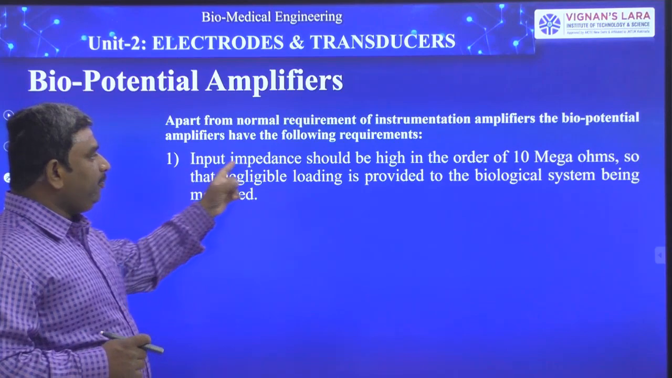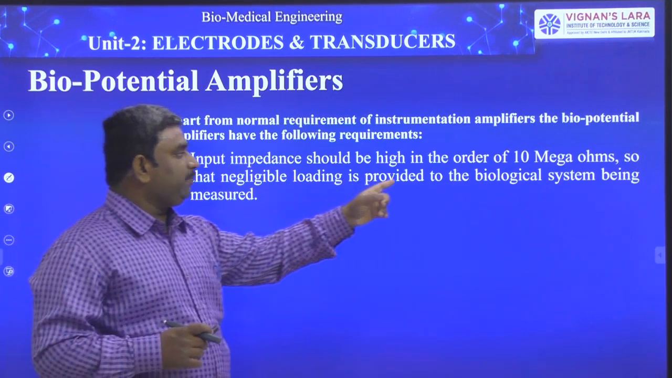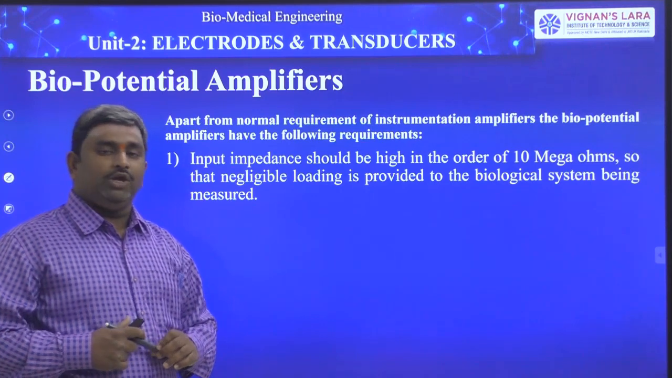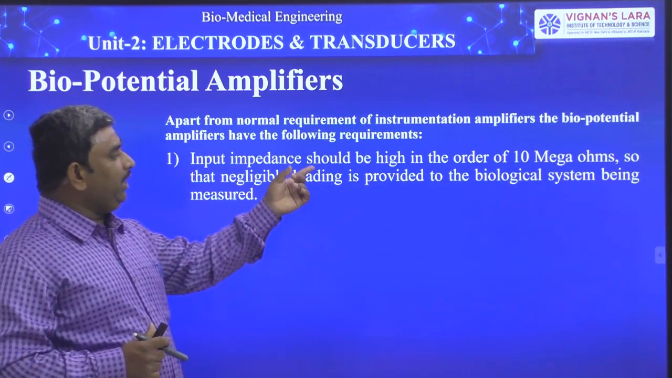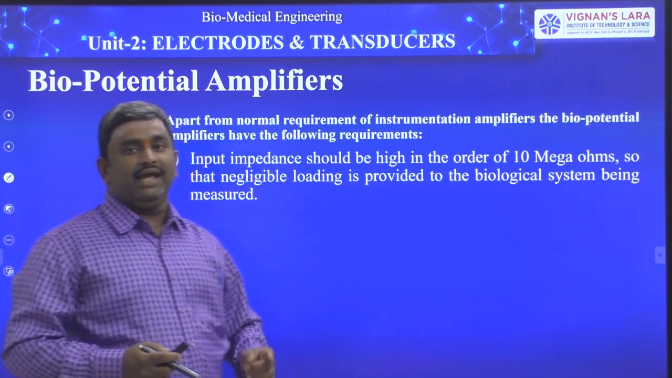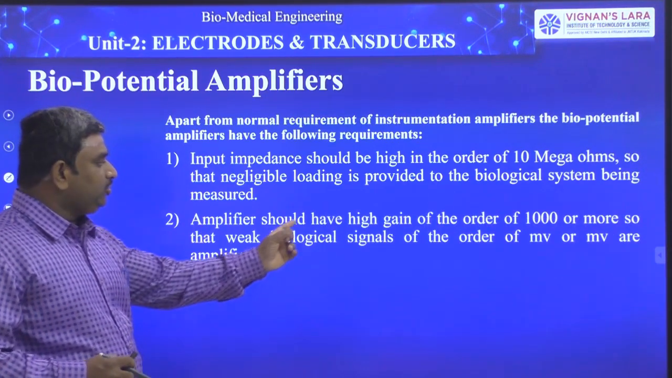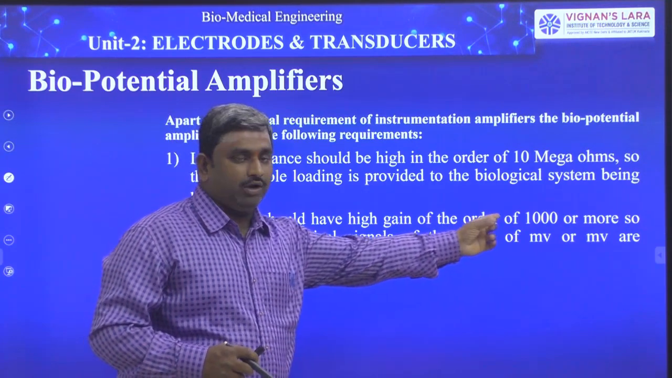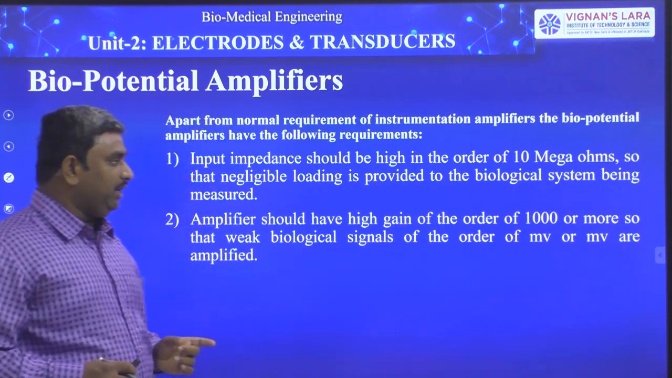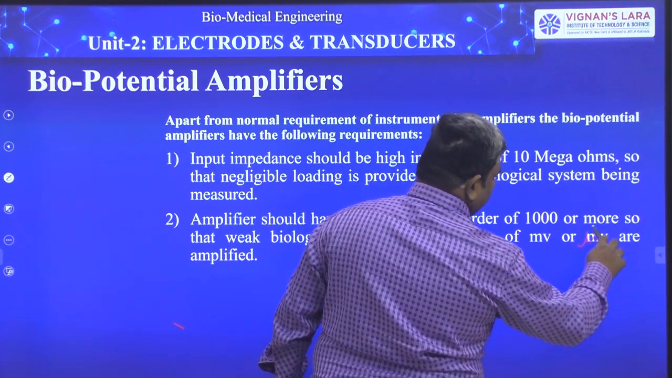The first one: input impedance should be high, in the order of 10 megaohms, so that negligible loading is provided to the biological system being measured. So we have to avoid input loading. For that reason, we need a biopotential amplifier with high input impedance, nearly 10 megaohms. That is the first important parameter. Second, the amplifier should have high gain, in the order of 1000 or more, so that weak biological signals of the order of millivolts or microvolts are amplified. This is millivolts and this is microvolts.